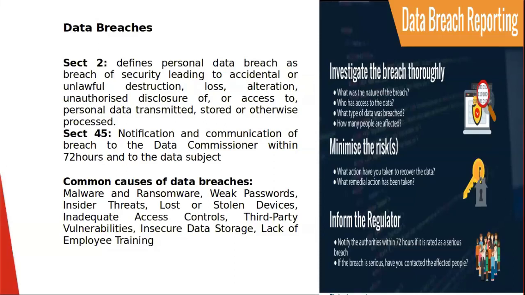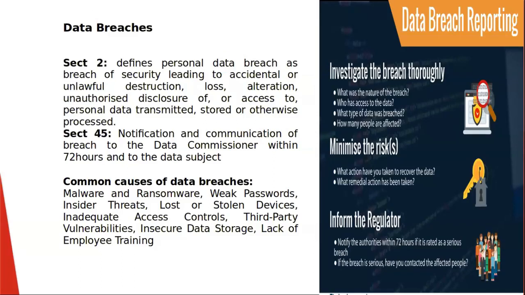So this leads us to the big issue, which is data breaches, which can happen at any organization or any business. It's key to know what you do once there's a breach, or once you suspect there's a breach in your organization. The Act defines a data breach as a breach of security leading to accidental or unlawful destruction, loss, alteration, unauthorized disclosure of, or access to personal data transmitted, stored, or otherwise processed. As an organization, the moment you realize that there's been a data breach, what you're required to do first is notify the Data Commissioner, and this is mandatory.